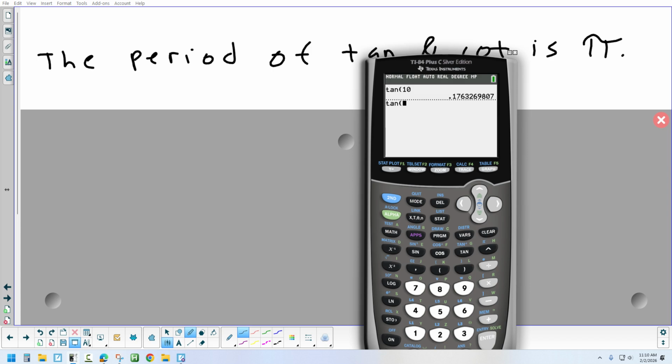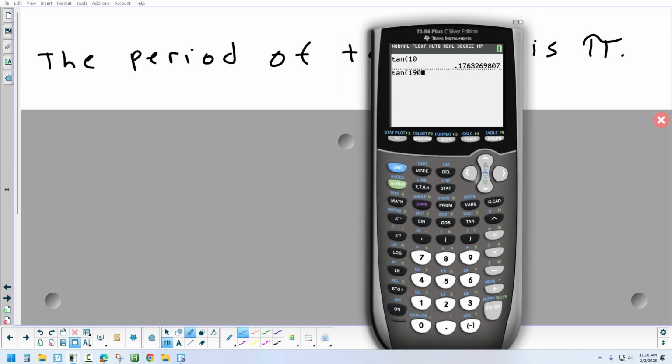Well, where's 10 degrees in the next cycle? What would it be? Yep, 190.